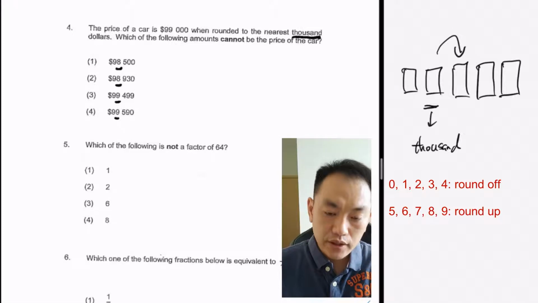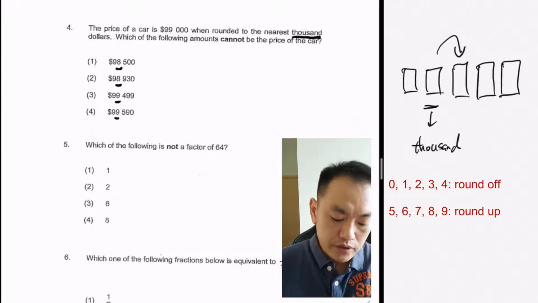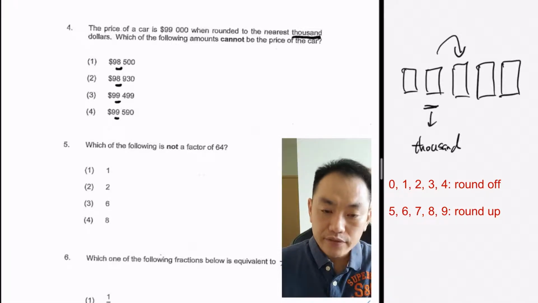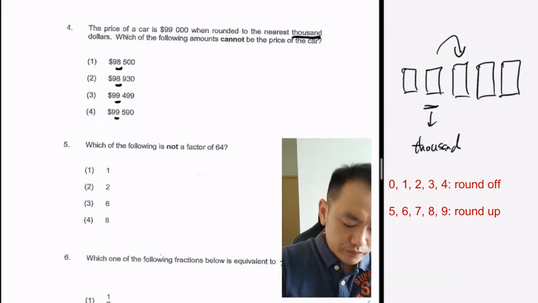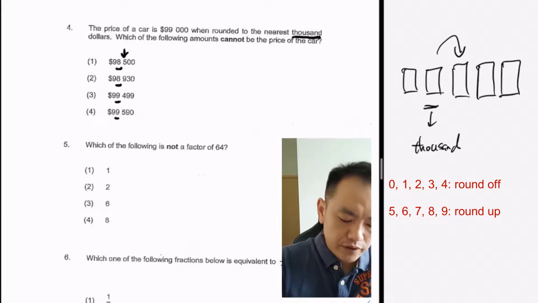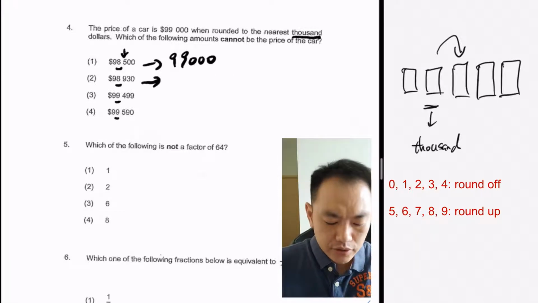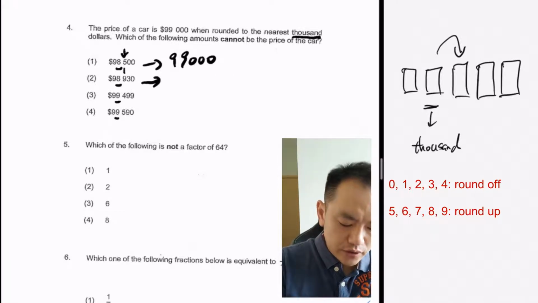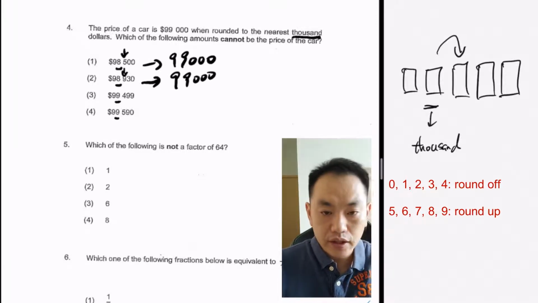Okay, so let's have a look at all the numbers. So for the first number 9850, you look at the digit 5. So with 5 it should be rounded up. So the first number will be 99,000. And the second one is 98930. Again, you look at the digit 9. So you also round it up. So you will also round it up as 99,000.